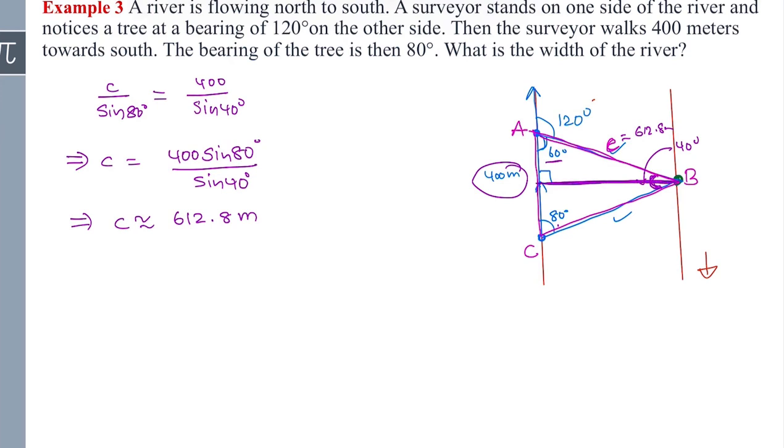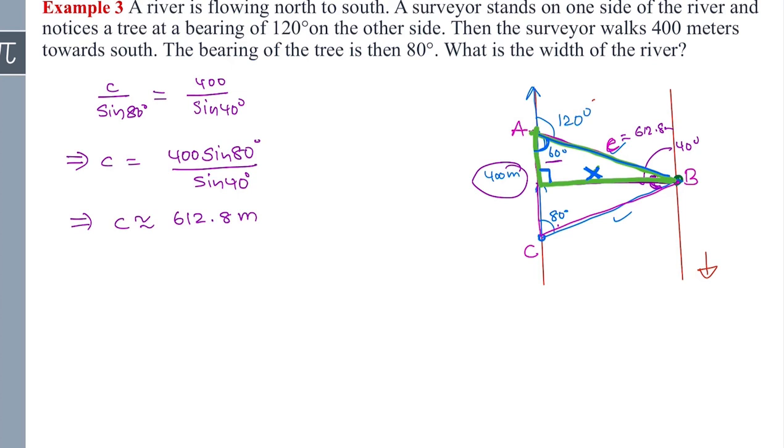Now what we can do is we can take this triangle, this right triangle right here, and then we can find the width of the river. So we are finding this side, so I'm going to let this be x. Let me use a different color. I'm going to let this be x. Okay, so this is a right triangle. So we know the hypotenuse, we know this angle. We are trying to find this x.